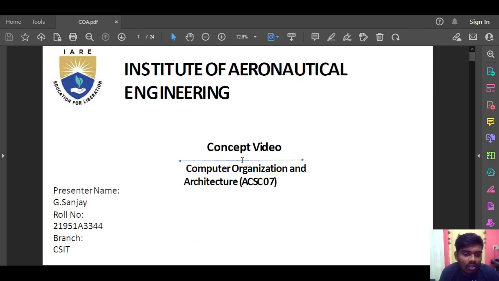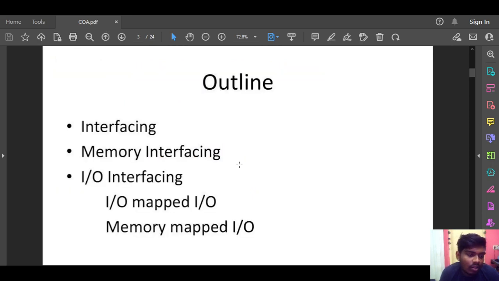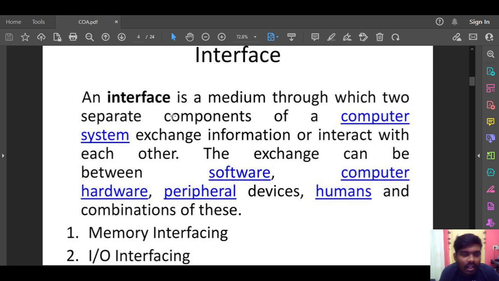Today my concept video topic of computer organization and architecture is memory interfacing. In this video we are going to learn about interfacing, memory interfacing, input-output interfacing, and IO mapped and memory mapped. An interface is a medium through which two separate components of a computer system exchange information or interact with each other. The exchange can be between software, computer, hardware, peripheral, humans, and a combination of these, and the memory interface and input-output interface.